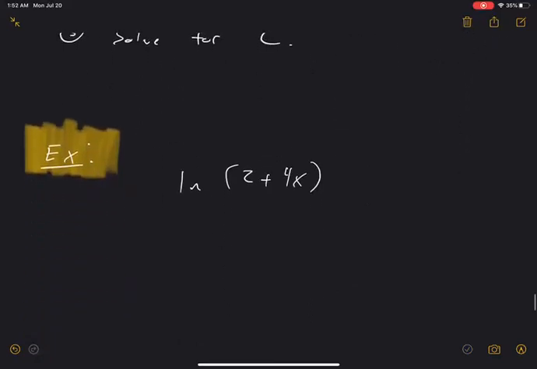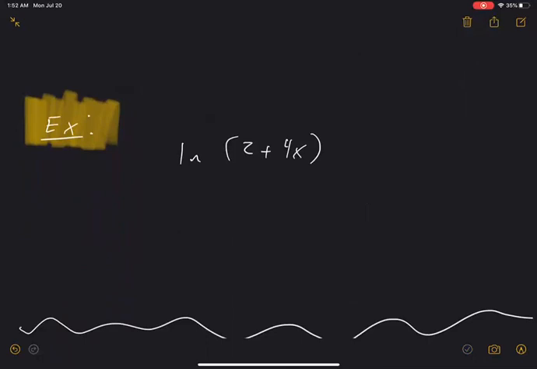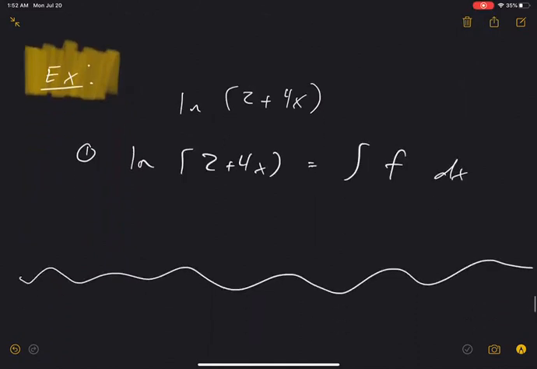Okay, so let's see an example. Let's find the power series representation for the function ln of (2 plus 4x). Let's go through our steps. I'm assuming ln of (2 plus 4x) is the integral of some function f, and I'm assuming I can find the power series for this f. The first thing I want to do is figure out what that f is. How do I figure out what f is? I differentiate both sides.